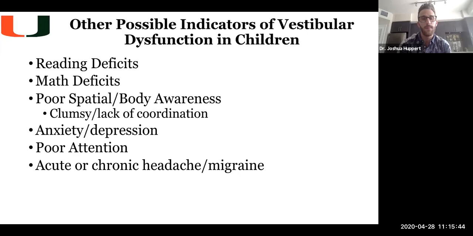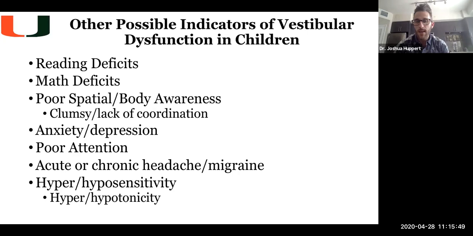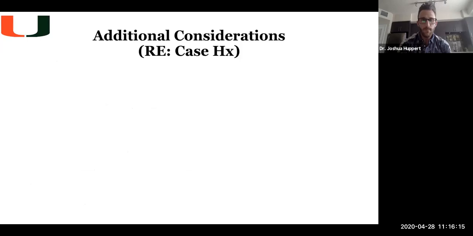And then hyper or hypo sensitivity and or tonicity. So again, these individuals, because their balance system isn't adequately creating some of those foundational elements needed to achieve some of these gross and fine motor development, they may have an underdeveloped core or a pretty weak core. They may be sensory seeking or require additional sensory input to make up for what the balance system is not adequately processing. And then as we look at a case history, so what are other things we can consider?